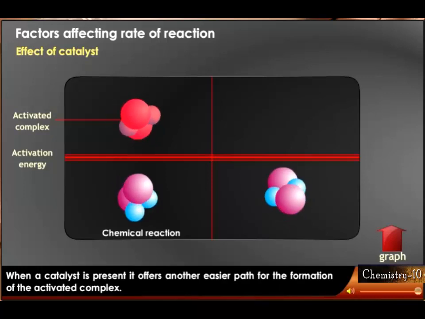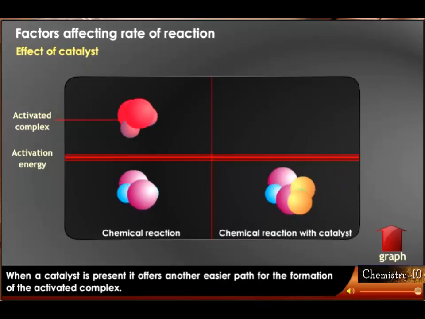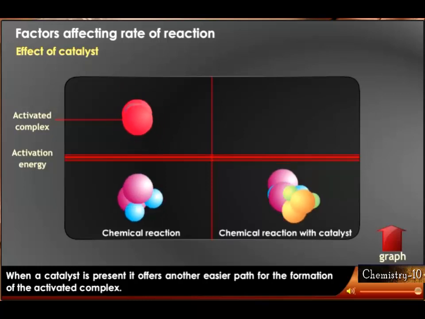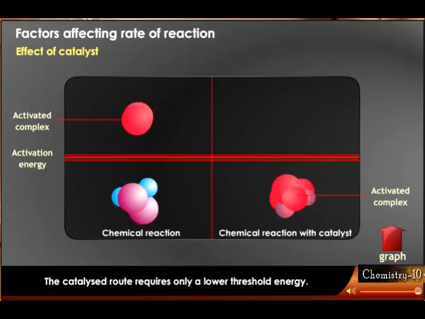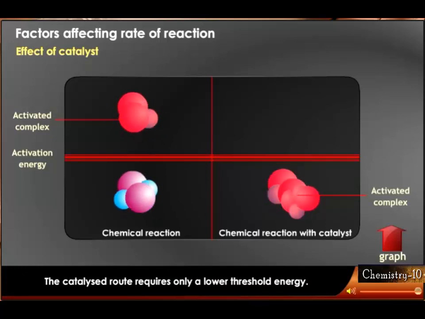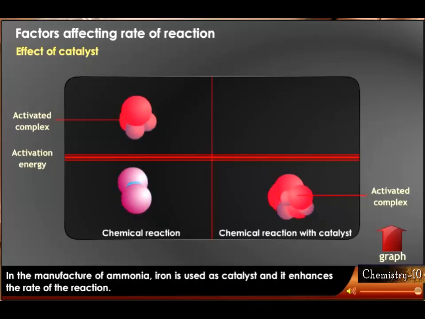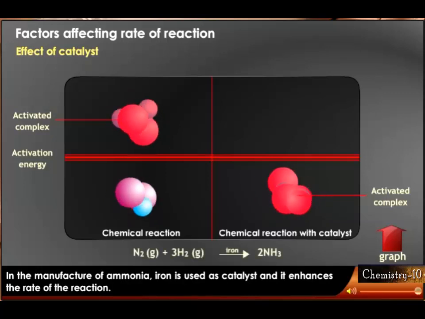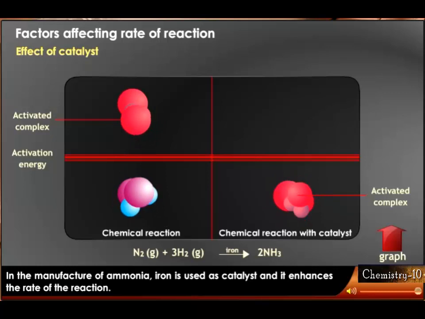When a catalyst is present, it offers another easier path for the formation of the activated complex. The catalyzed route requires only a lower threshold energy. In the manufacture of ammonia, iron is used as catalyst, and it enhances the rate of the reaction. N2 plus 3H2 in the presence of iron as catalyst gives 2NH3.